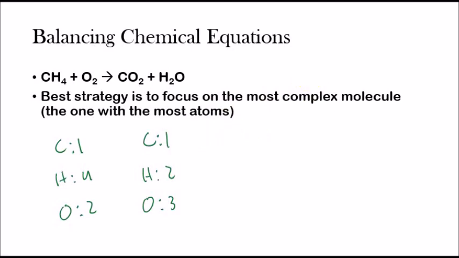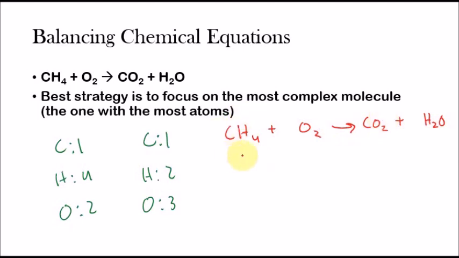So let me go ahead and write this chemical equation out again. Okay. So the best strategy is to focus on the most complex molecule or compound, which is the one with the most atoms. So this molecule right here seems to have the most number of atoms because it has 5. Nothing else compares to that.